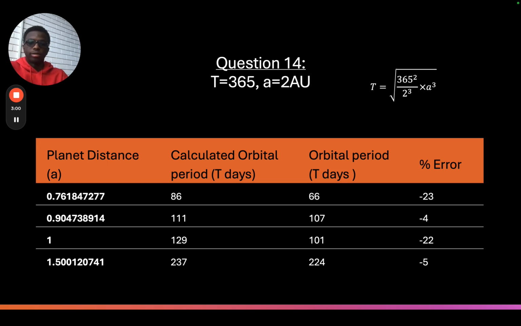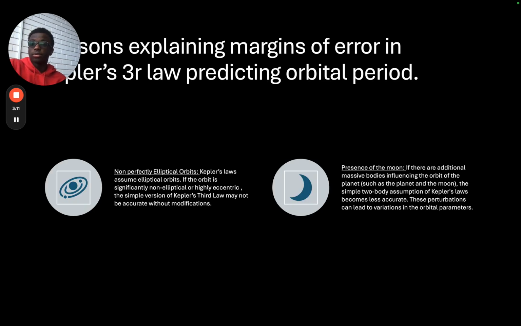First, there is a formula that I've used to calculate the orbital period. You just plug in a planet's distance and it spits out the orbital period for each one of them. The first main reason explaining the margins of error in Kepler's third law predicting the orbital period is that Kepler assumed that all planets move in a perfect ellipse, but that is not always true. We can see that in the images in the next slides. It's not a perfect ellipse, so that assumption might not always be true, therefore it might cause a miscalculation.